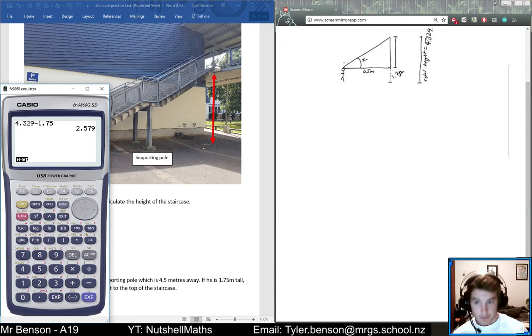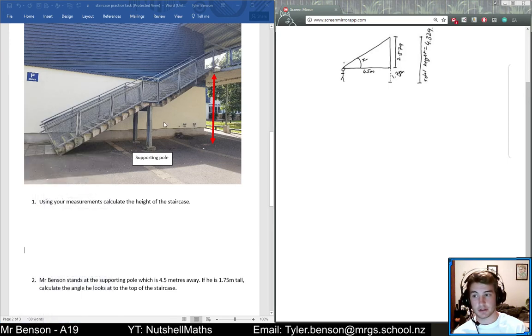So I've just found 2.579, which is this length here. Now remember, my first step is to get the triangle down. Second step is to get 2 bits of information about the triangle. Then we can find out everything. Now I've got 2 bits of information. I'm ready to go. I've got my angle, I've got my O over here and my A over here. Would you look at that? We're doing TOA again.